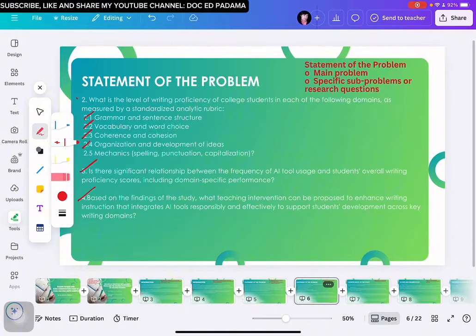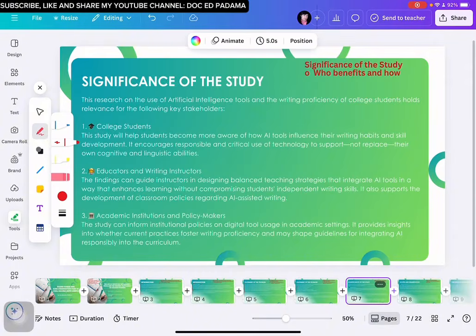Okay, so the next content for your slide presentation will be the significance of the study. Under the significance of the study, you have to present who will benefit from the study and how they will benefit. For this particular part, you do not need to include a lot of beneficiaries in your slide presentation.